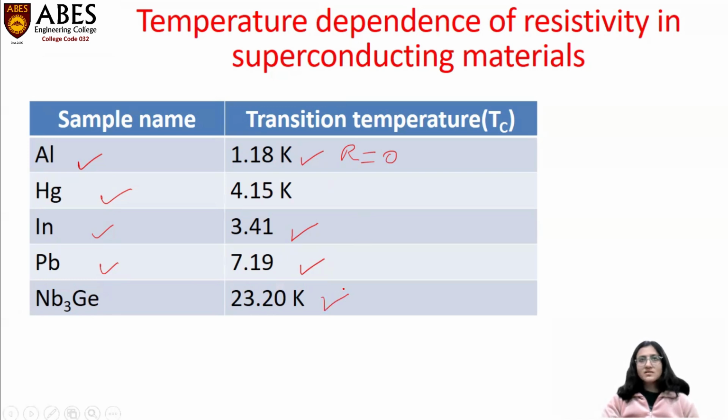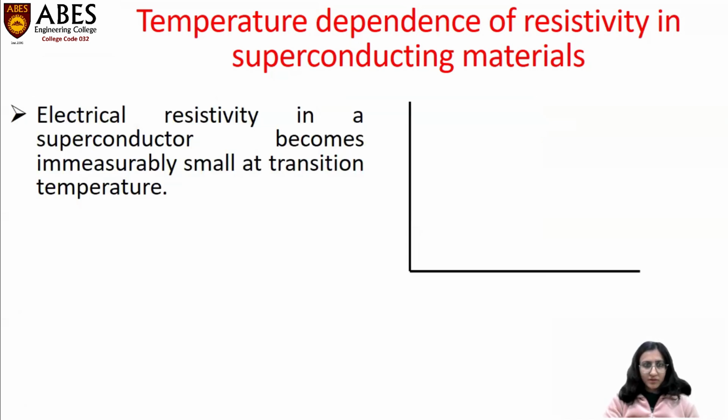So this shows that the critical temperature value can increase. There is a hope that at room temperature we can find superconductors. The research for this is still going on.